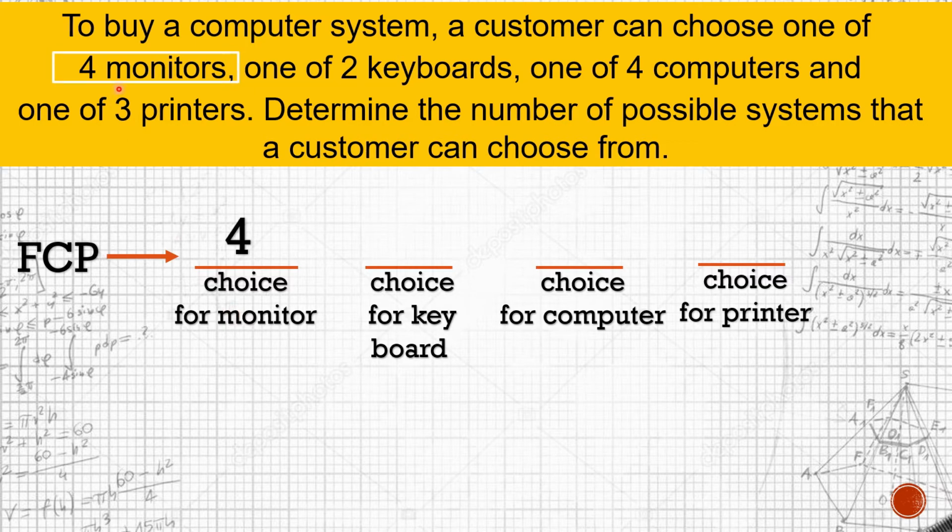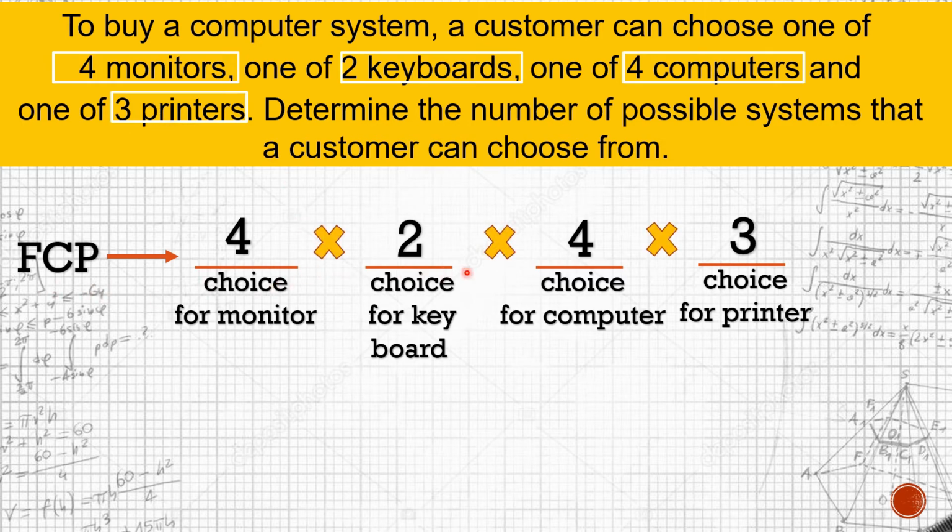We have 4 ways. Sa pagpili ng keyboard, we have 2 ways. Sa pagpili ng computer, we have 4 ways. At sa pagpili ng printer, we have 3 ways. So, using fundamental counting principles, i-multiply lang natin lahat ng independent events na yan. 4 times 2 times 4 times 3, that is equal to 96 ways. So, 96 ways siya pwedeng mamili ng kanyang arrangement of computer systems.